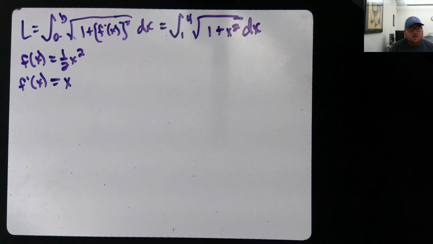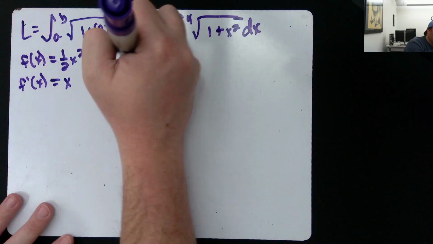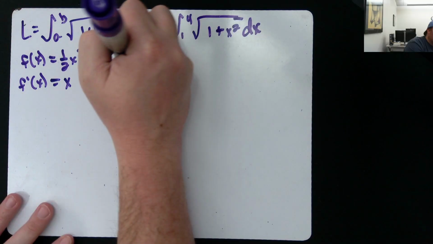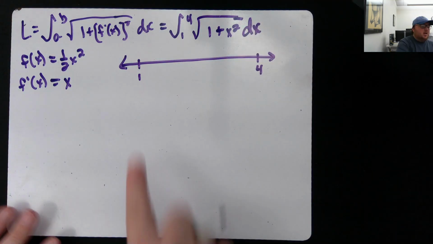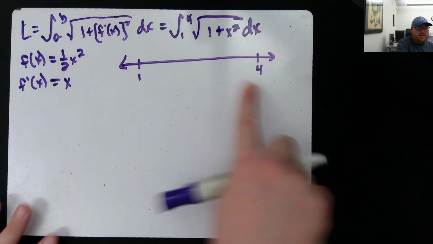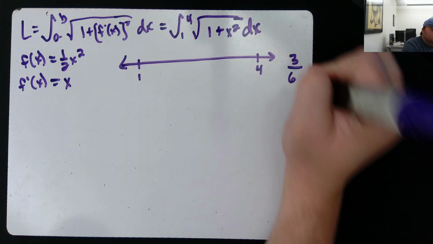So again, I want to use Simpson's rule, specifically S6 here. So again, break it up into a number line. I'm going from 1 to 4. I've got to find what my total length is. My total length from 1 to 4 is 3, because from 1 to 4 is 3 places. Separated into 6 parts, each part is going to be 1/2.